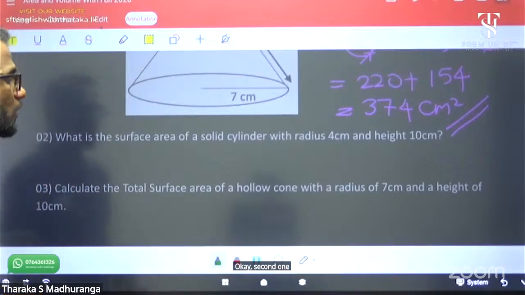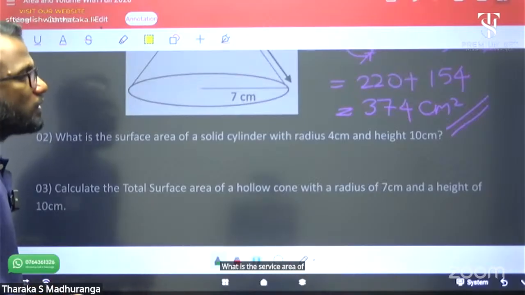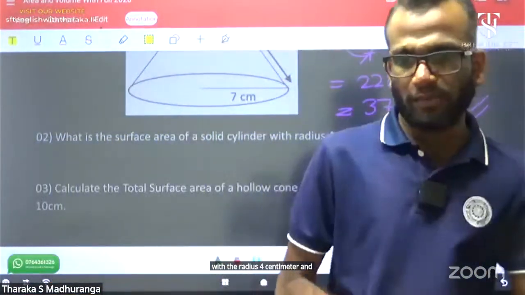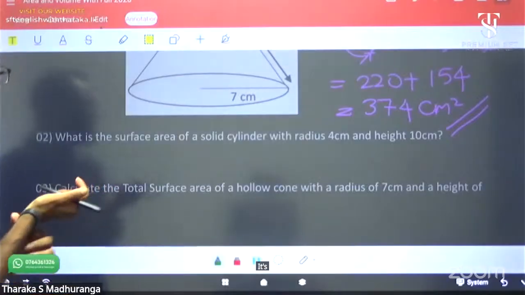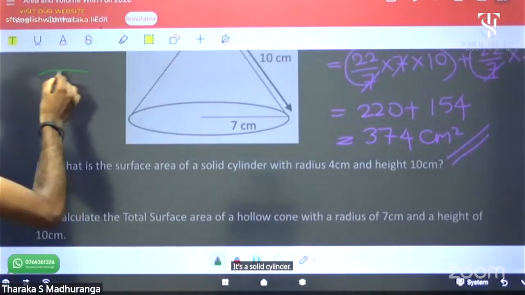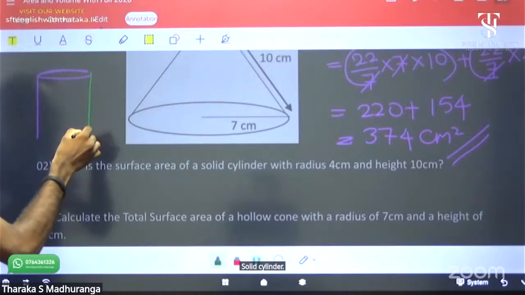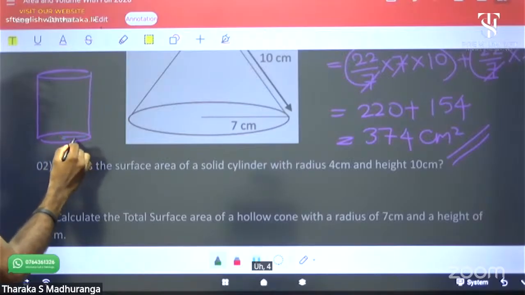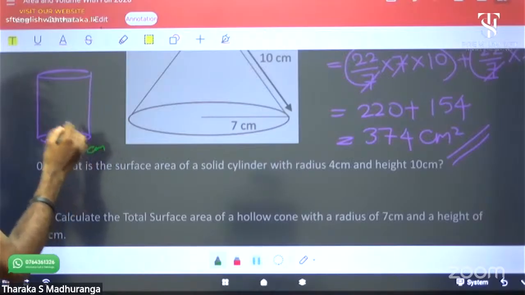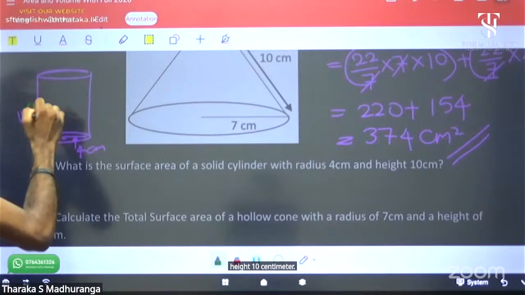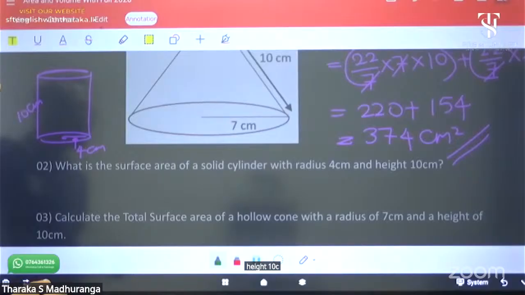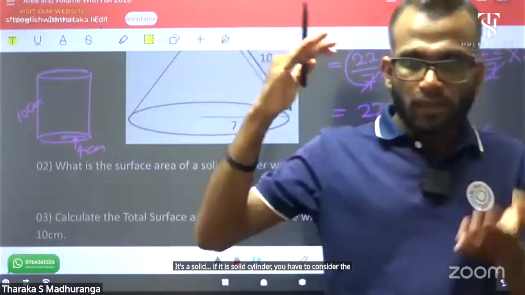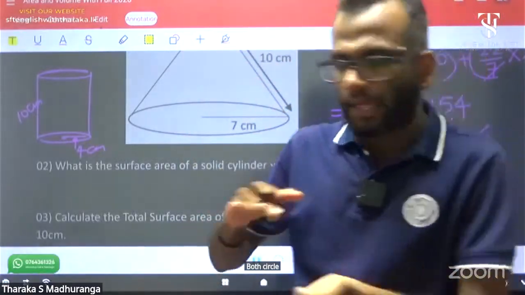Okay. Second one. What is the surface area of a solid cylinder with radius 4 centimeter and height 10 centimeter? They are very simple. It's a solid cylinder. Radius 4 centimeter. Height 10 centimeter. It's a solid. If it is a solid cylinder, you have to consider the top circle and base circle as well.